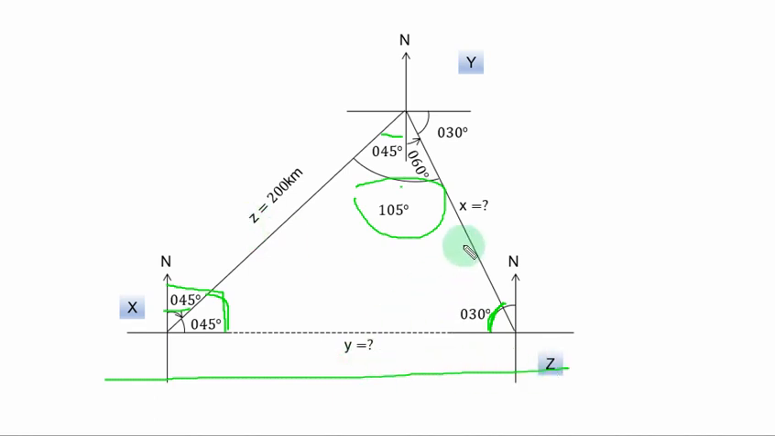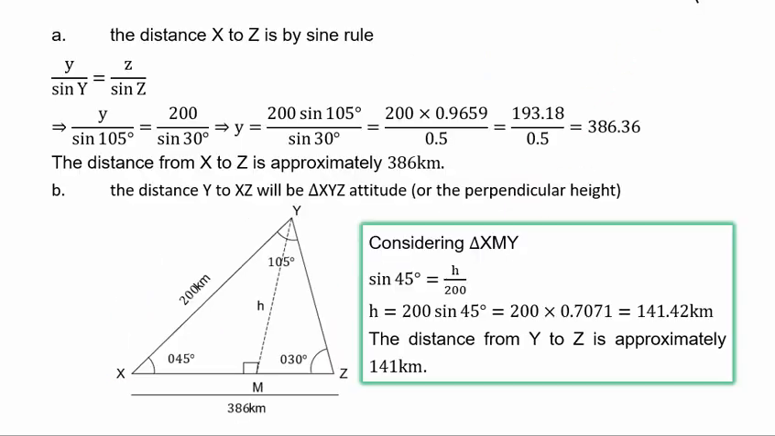You have y and s. So we have to get the distance from S to Z denoted by y. A part of the question, the distance S to Z is by sine rule. You state the sine rule in terms of the complete side. That is y over sine Y equal to z over sine Z.